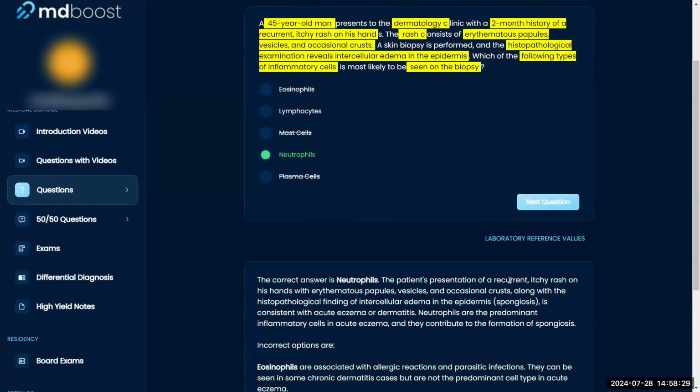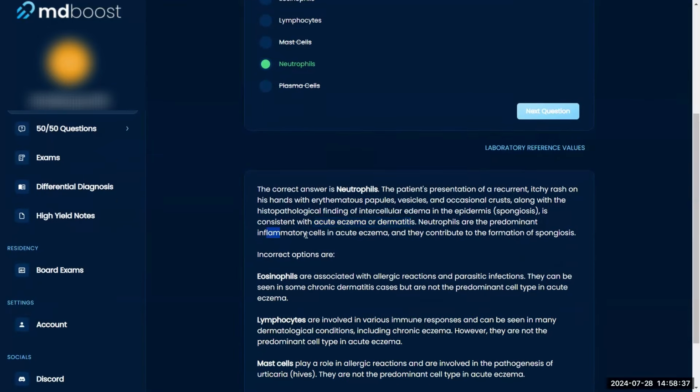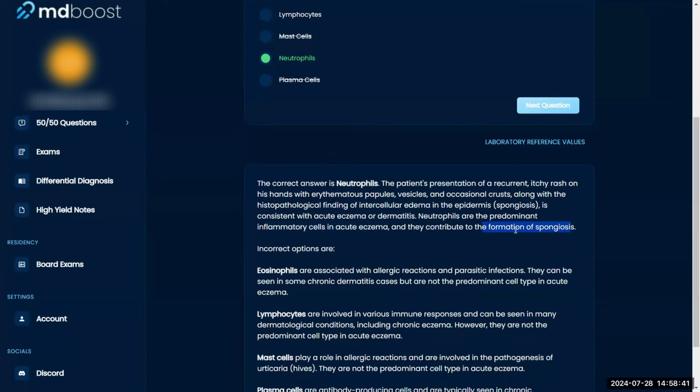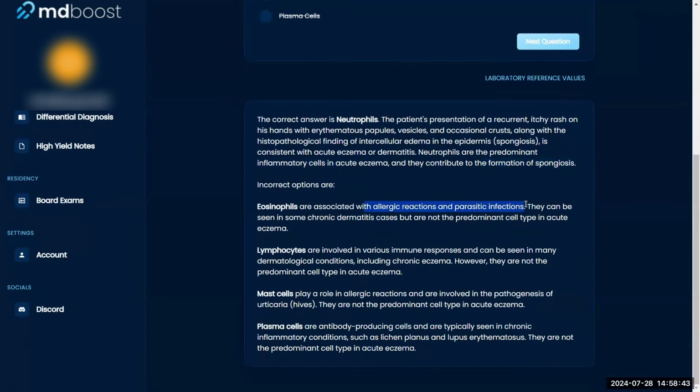Okay, let's talk about this, right? Recurrent itchy hands, erythematous papules, vesicles, crust, consistent with acute eczema or dermatitis. Neutrophils are the predominant inflammatory cells in acute eczema and they contribute to formation of spongiosis. Eosinophils, right? You can have them in parasitic infection, allergic reaction, chronic dermatitis cases, but not in acute eczema.